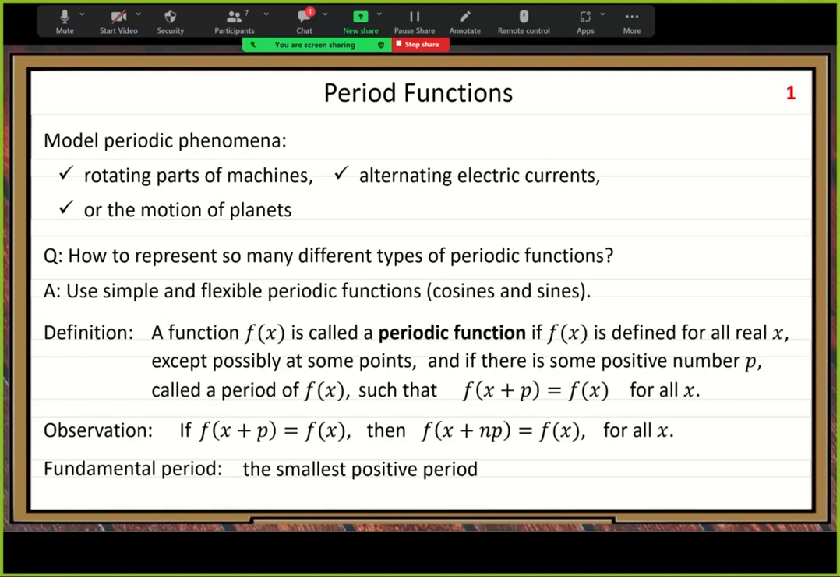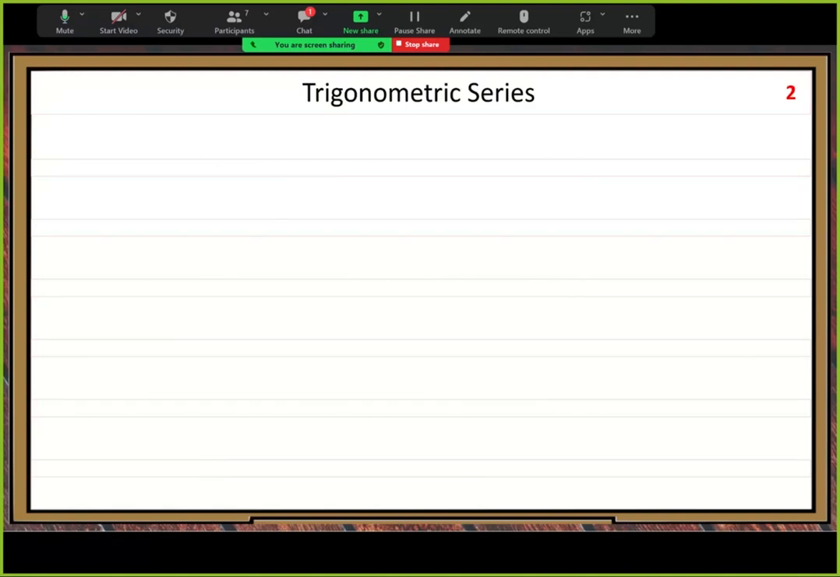All right. After that, let's study the basic properties of periodic functions. First, trigonometric series.